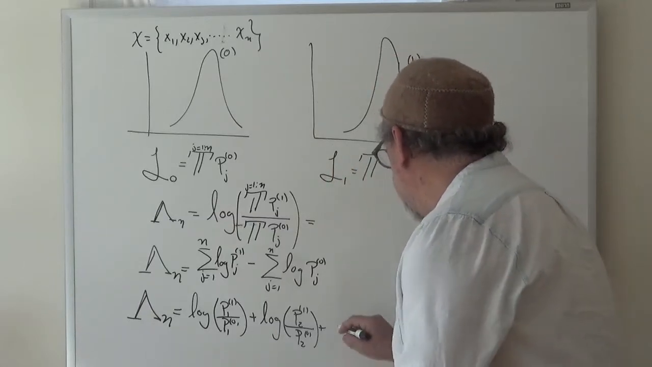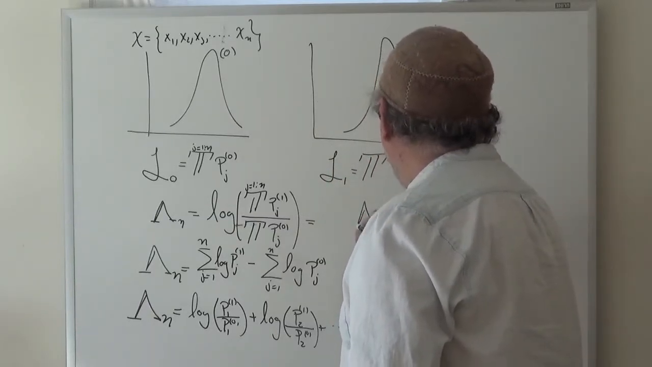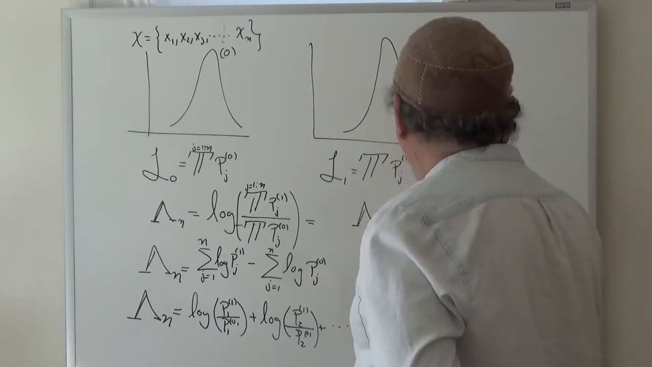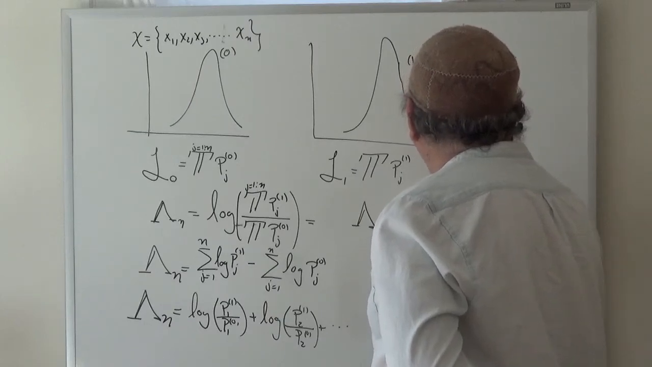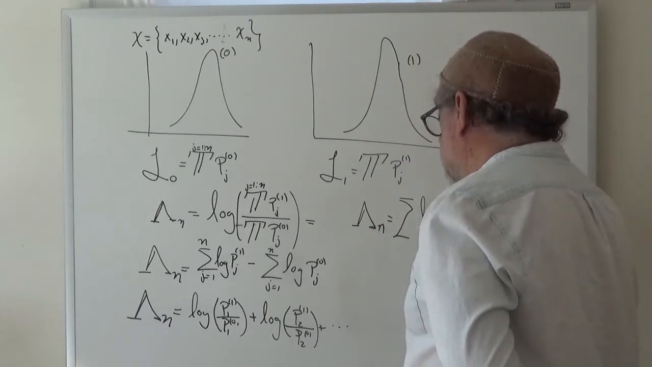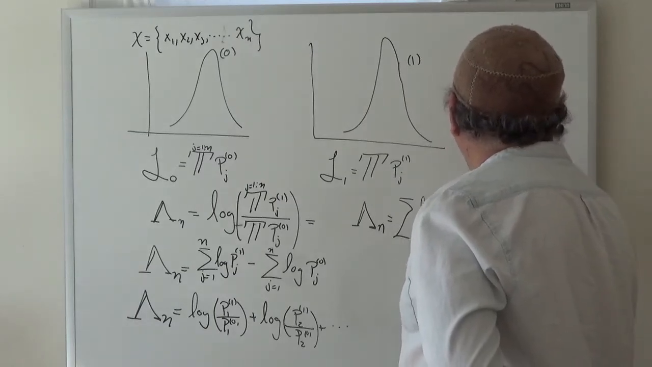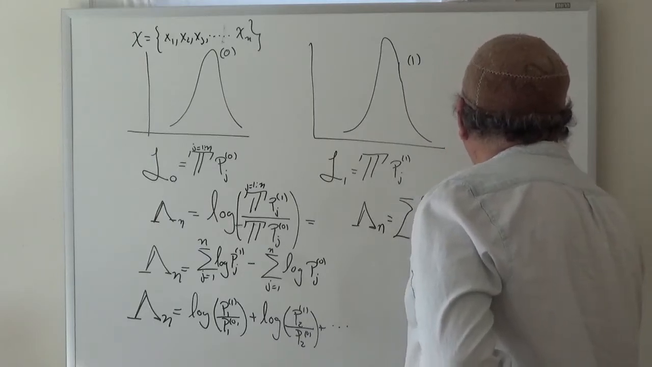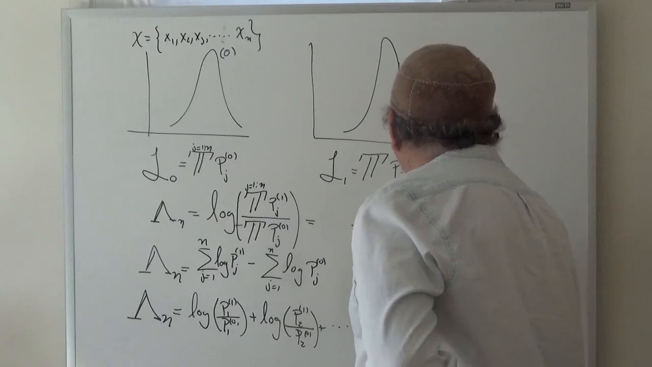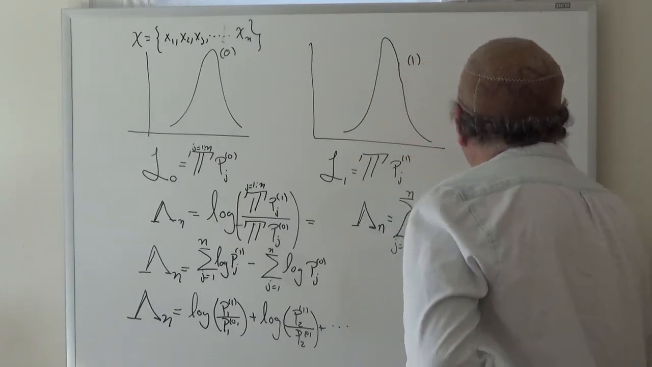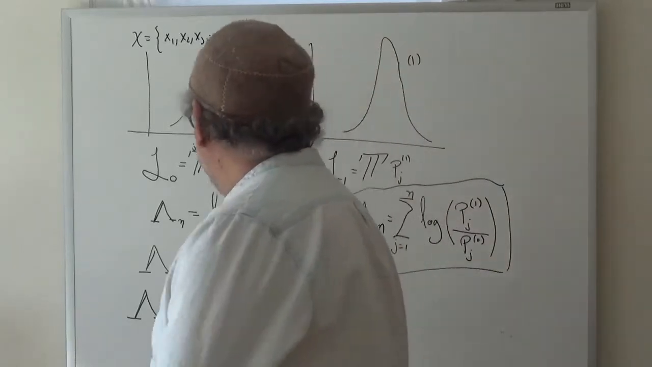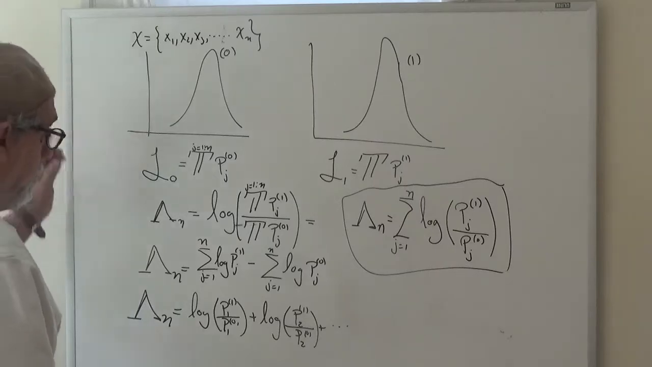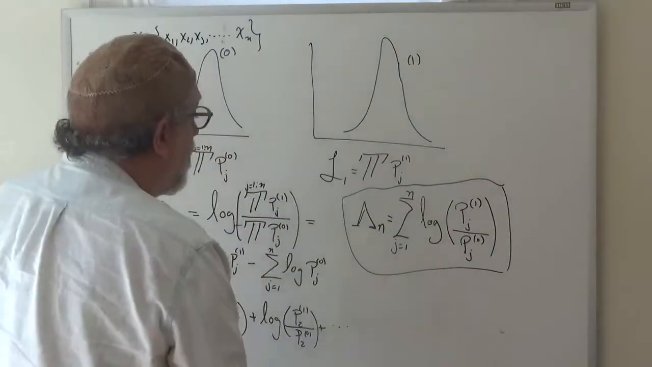After n of them, we get the formula that lambda n is equal to the summation of the logs of the ratio of the probabilities j in the first distribution divided by the probability j in the zero distribution. I mean in the 1 and in the 0, from j equals 1 to n. So this is our formula. This formula is telling us what we started with, which is, actually, if I raise the formula I can get back to the very beginning.